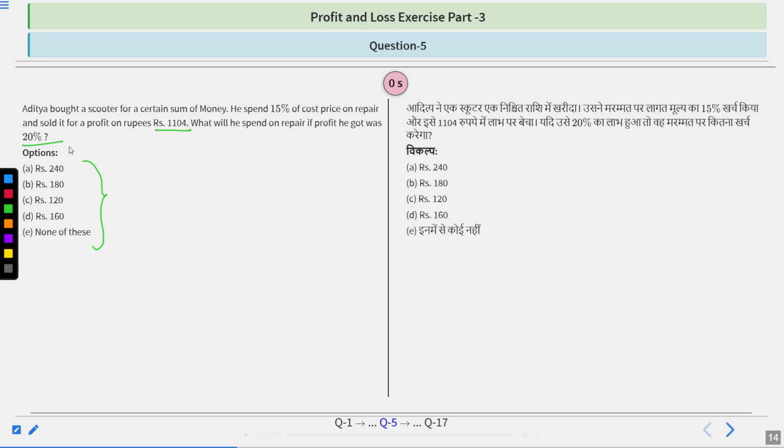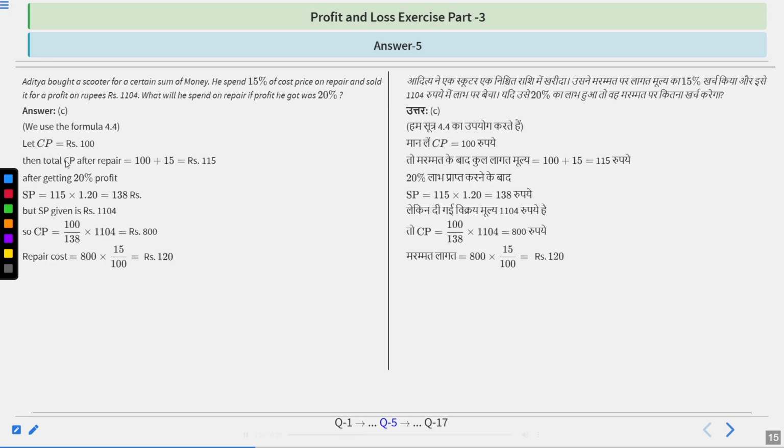Now time's up. Let's see the solution. First we let the CP be 100. Clear? According to the question, he spent 15% of the cost price on repair. So what will the total CP be after repairing? 115. Clear? So the question says he sold it after getting 20% profit. So 115 multiplied by 1.20, so SP becomes 138.